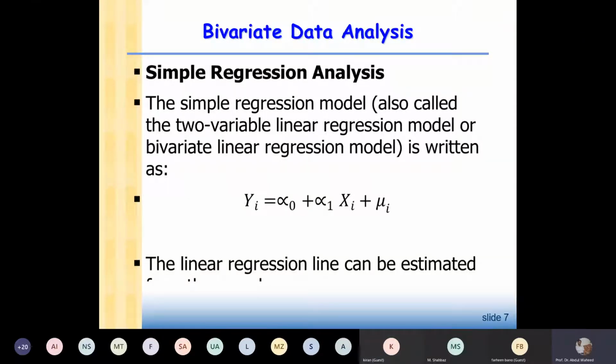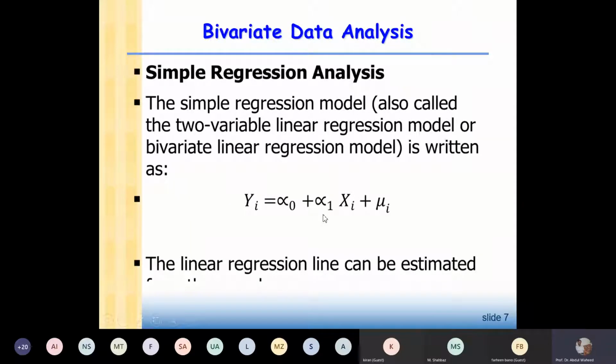So a sample is a subset of population, and we get a sample through some sampling techniques. There are different sampling techniques. We have probability sampling techniques, we have non-probability sampling techniques, and you have studied all those techniques in your statistics course, so I will not repeat here.